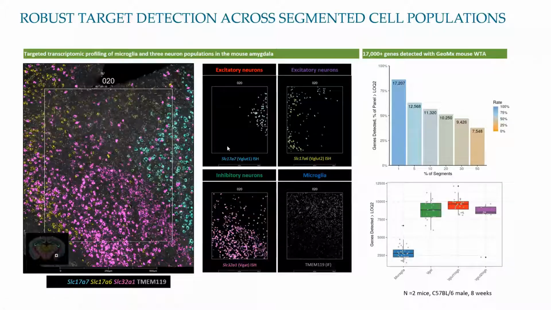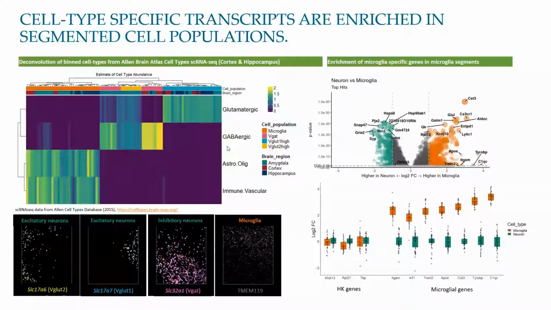So the next step was to confirm the specificity of the cell types that we had identified using this joint workflow. And so to do that, we did spatial cell type deconvolution using single cell sequencing data that is available from the Allen Brain Institute. And they have information about the specific cell types. And what we did was we compared that database information to the transcriptomic data obtained from the GeoMx analysis.